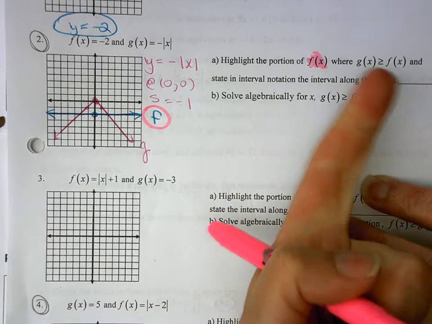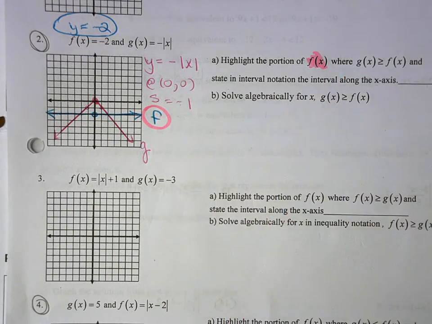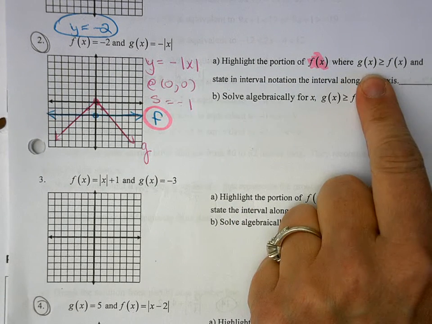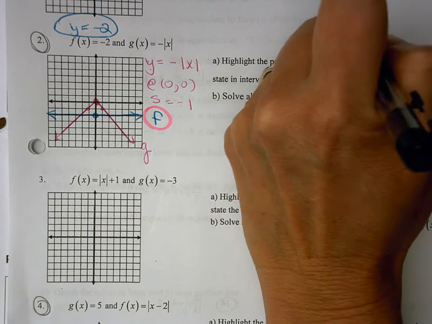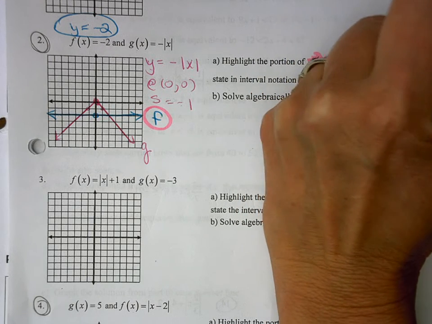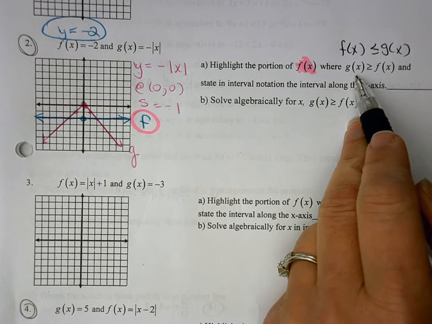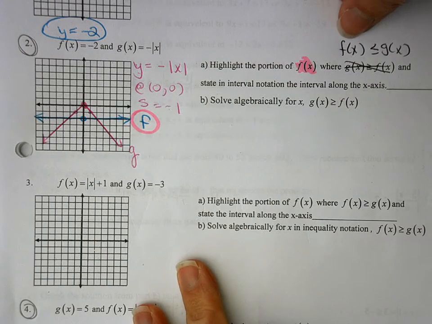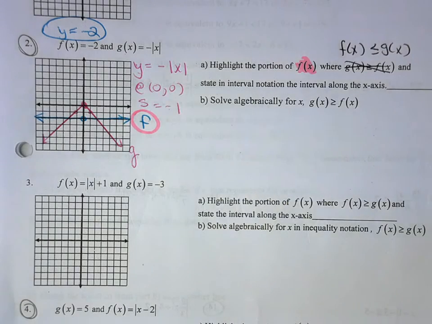Okay? And I want g of x to be greater than or equal to f of x. So that's kind of confusing because I'm highlighting on f of x. So I'm just going to rewrite that inequality. This is the same thing as saying that f of x is less than or equal to g of x, right? So all I did was flip that around so it makes more sense for my highlighting portion. So I want to highlight on f of x where f of x is less than or equal to g of x.